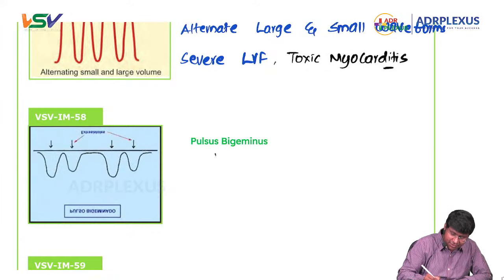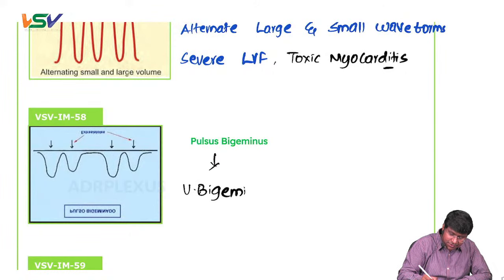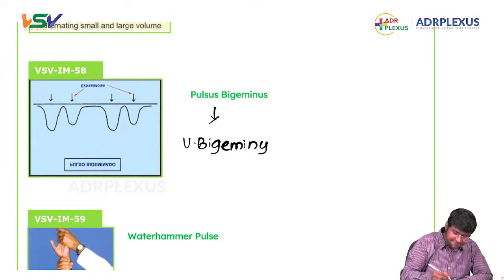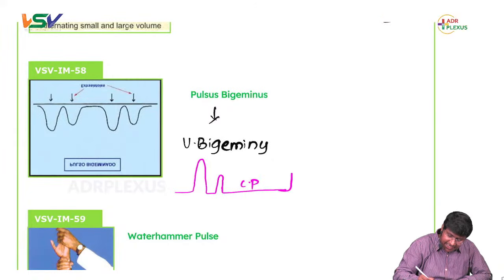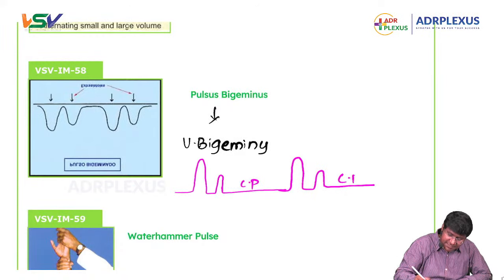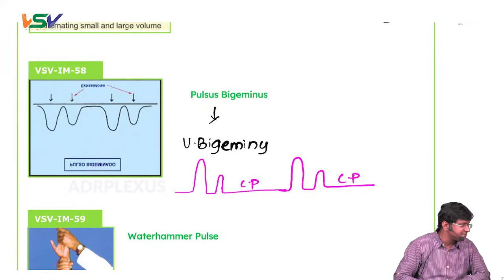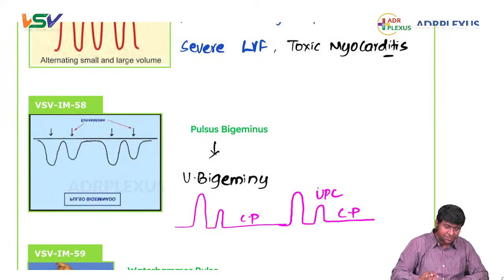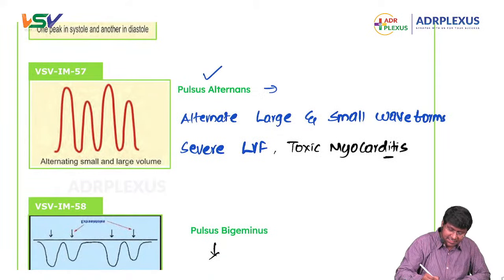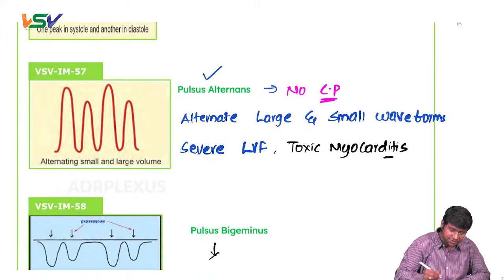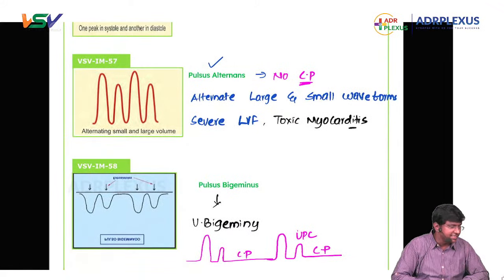So that is your pulsus bigeminus. So pulsus bigeminus, you will have it in ventricular bigeminy. So how is it different is, in ventricular bigeminy, you will have a normal waveform, then a ventricular premature contraction, and then a compensatory pause, and again a normal complex, then a VPC, and again a compensatory pause. That is what you will observe in pulsus bigeminus. Ventricular premature contractions are always associated with a compensatory pause, whereas in pulsus alternans there is no compensatory pause. That is the difference between VPC and pulsus alternans.